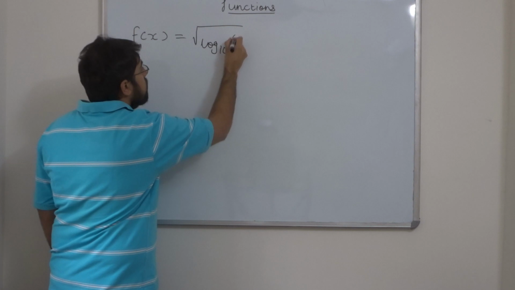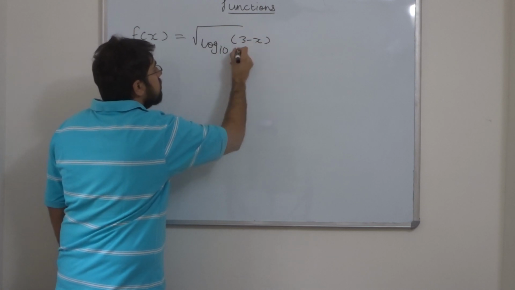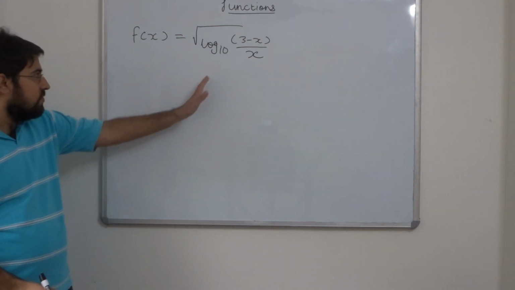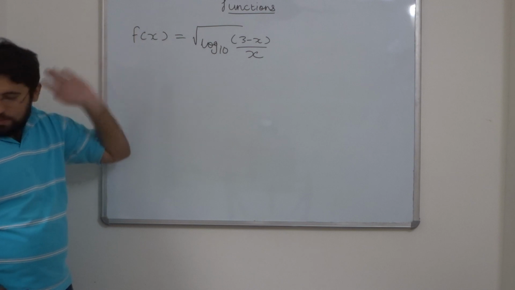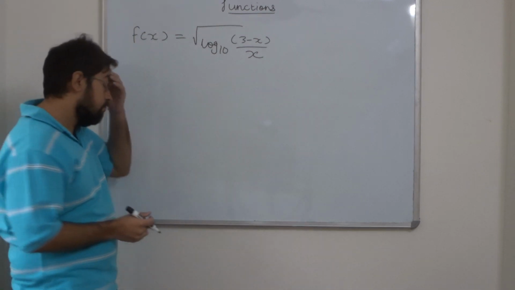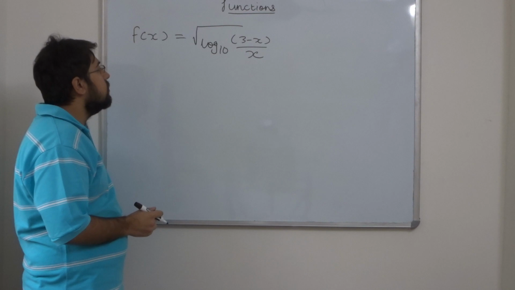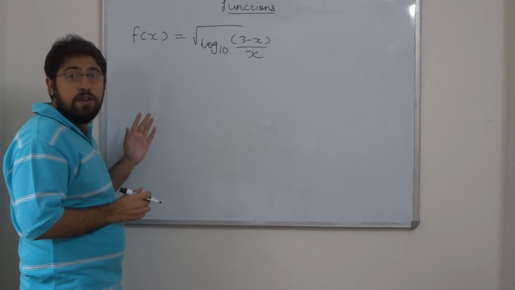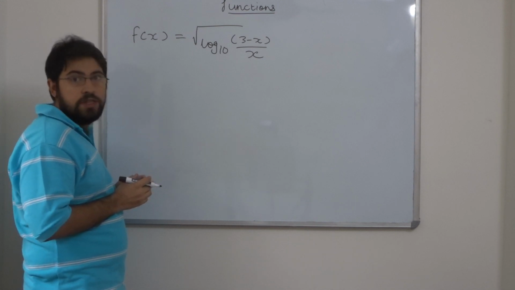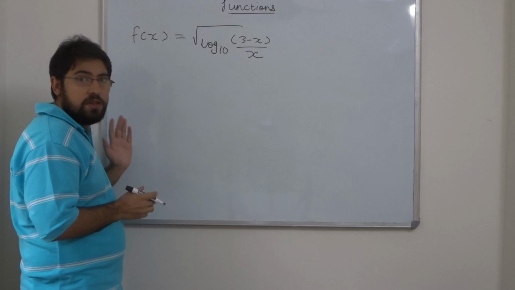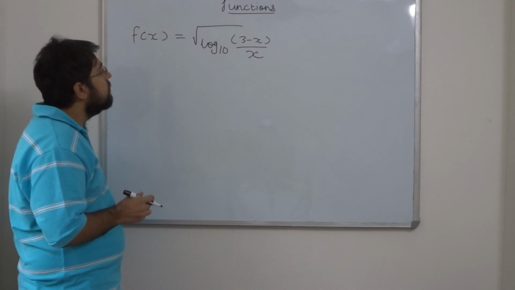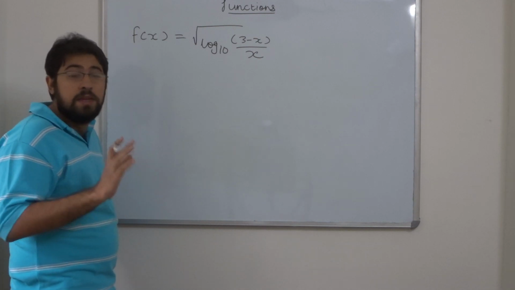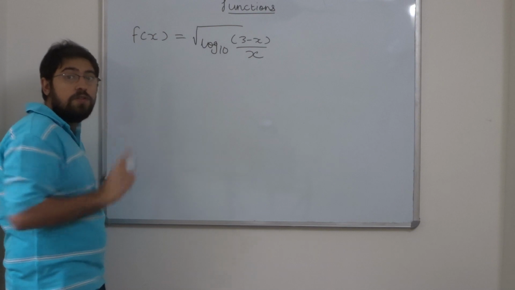Log base 10 of (3 minus x) upon x. Now don't worry, this question is not wrong. There wasn't a plus there, it was a minus. So how would you solve this question? How would you find the domain of this? Whenever you have to find a domain or range question in JEE Mains, questions on logarithms always come, right? Log questions related to domain and range come a lot in JEE Mains. So keep in mind, this is one of them.